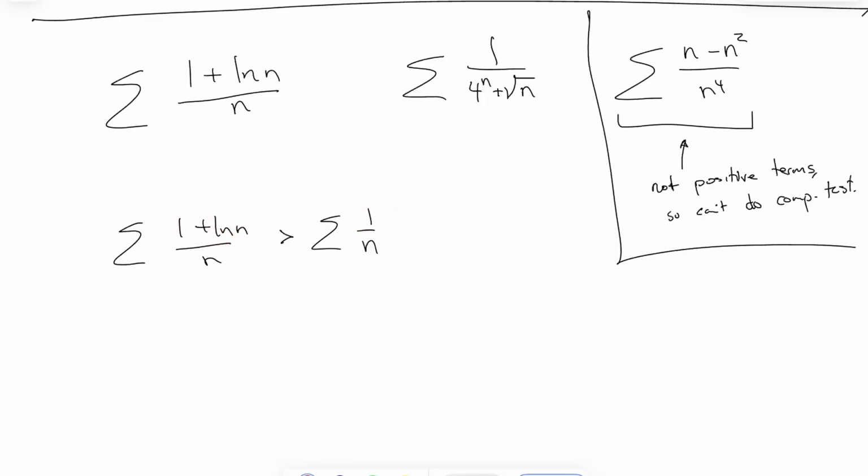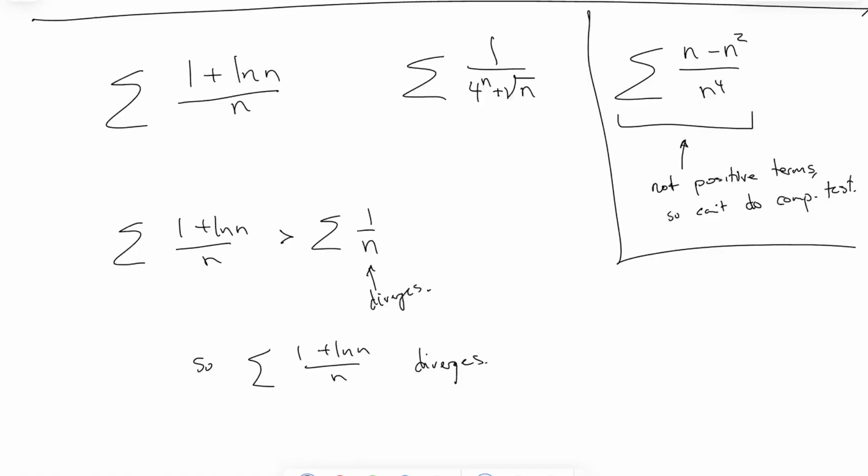All right, and 1 over n diverges because that's a harmonic series, or you could say it's a p series with p equals 1. And so what we have here is the smaller one diverges. That means the bigger one also diverges. So the sum of 1 plus ln n over n diverges because it's bigger than that other thing which diverges. Right? Most people said something like this for that one.